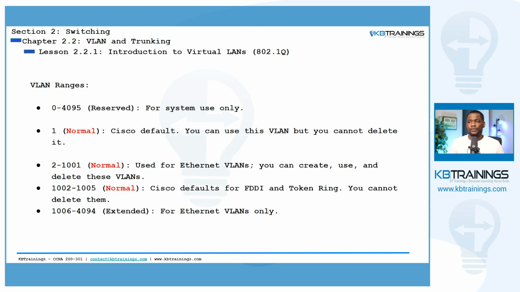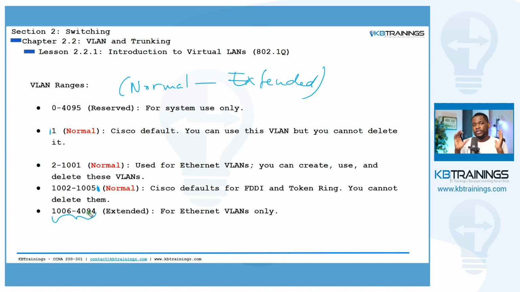All right, so what are different VLAN ranges? First of all, you need to know that we have 2 main ranges of VLAN. The first one is the normal range, and the second one is the extended range. So the normal range goes from 1 to 1005, and the extended goes from 1006 to 4094. For the CCNA, we are just going to focus on the normal range. We're not going to study the extended range, but just know it exists.